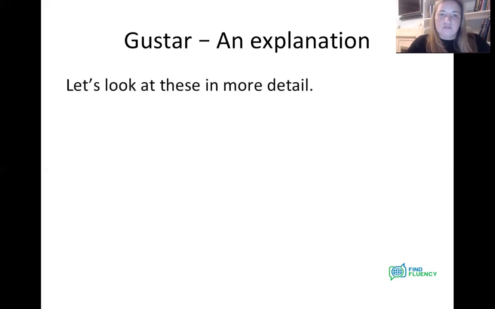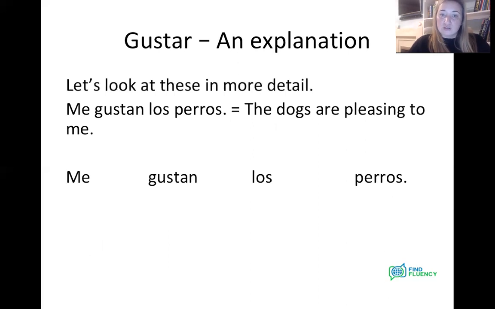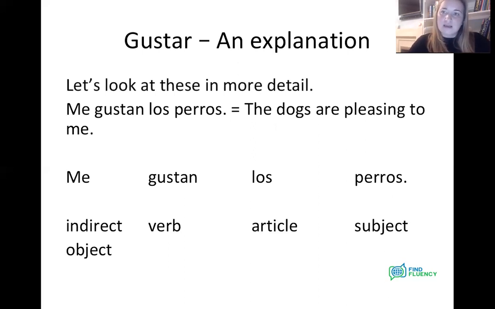And then further, me gustan los perros. The dogs are pleasing to me. I like the dogs. Again, me is an indirect object. Gustan is the verb. Los is the article. And perros, with an S, is the subject. So again, because perros is plural, it becomes gustan. The verb changes because perros are the subject in the sentence. The dogs are pleasing to me. So it changes to gustan.